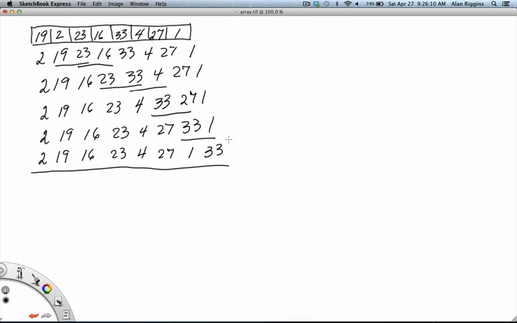Notice what has happened here. The largest element in the array is now at the end where it belongs. So how many comparisons did we do? We compared the first pair. There's 1, 2, 3, 4, 5, 6, 7. There are 8 elements in the array. We did 7 comparisons.